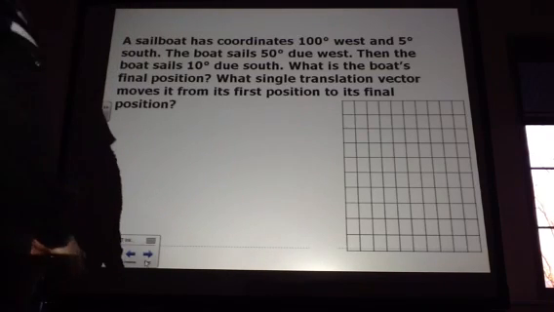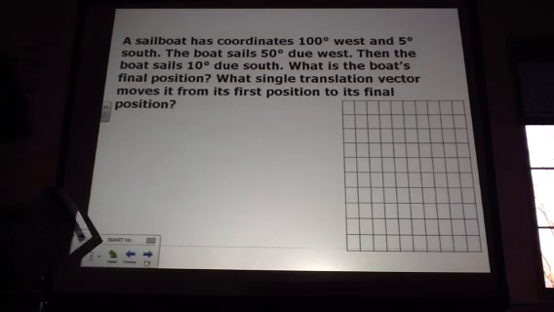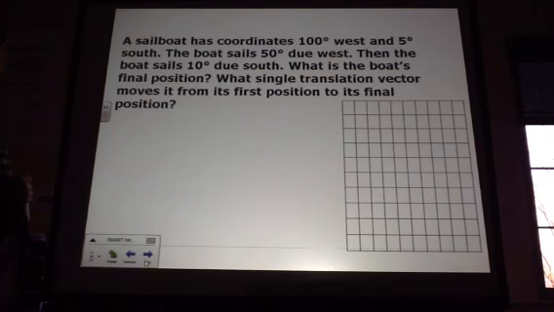Okay. The sailboat has coordinates 100 degrees west and 5 degrees south. Okay. The boat sails 50 degrees due west, then the boat sails 10 degrees due south. What is the boat's final position? What single translation vector moves it from its first position to its final position?